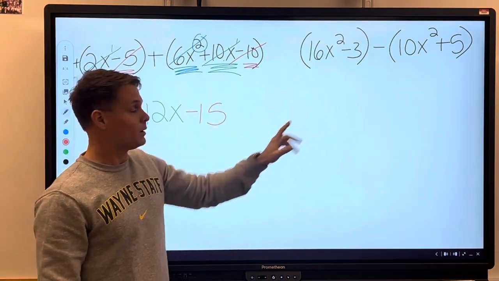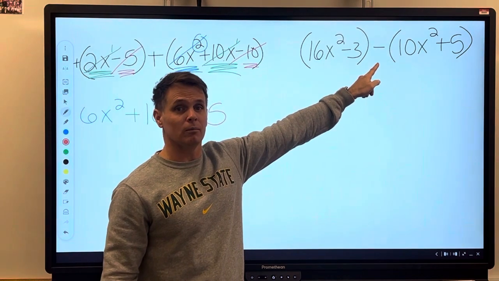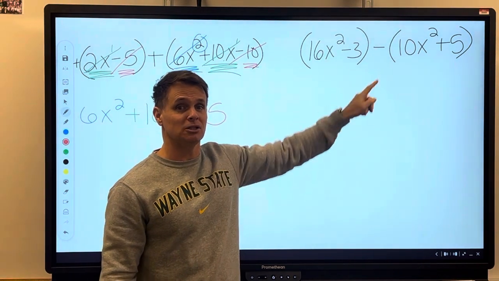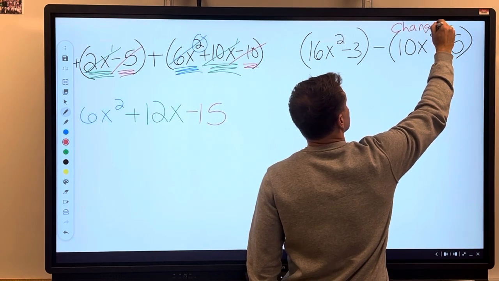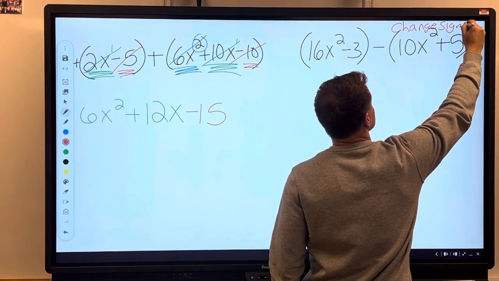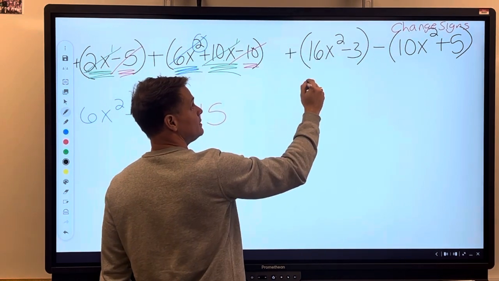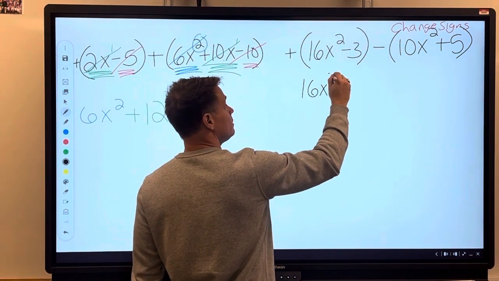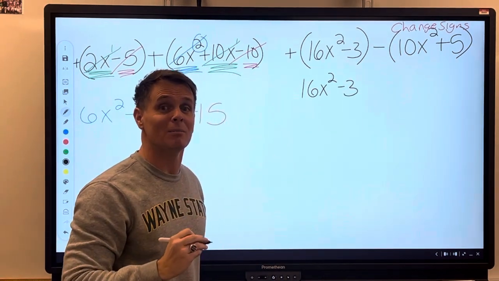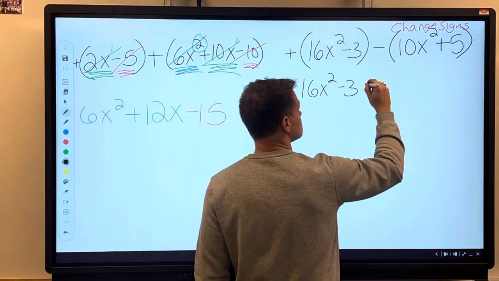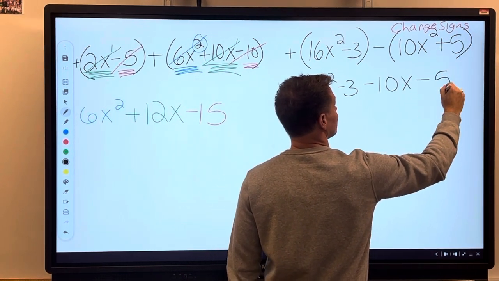Let's look at this one. Here we have a subtraction problem. Subtracting means you change signs. So this is going to be a positive. Nothing's going to change here. But here, this positive 10x is going to become negative 10x. And then this positive 5 is going to become negative 5.